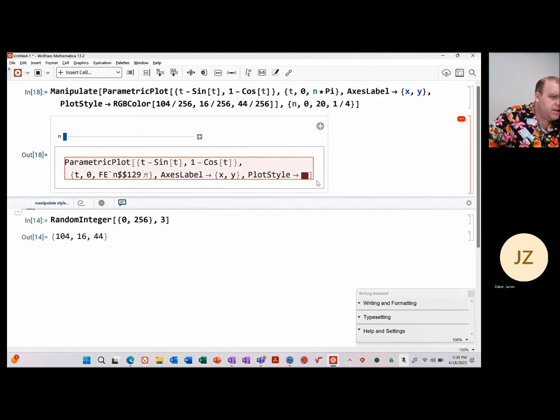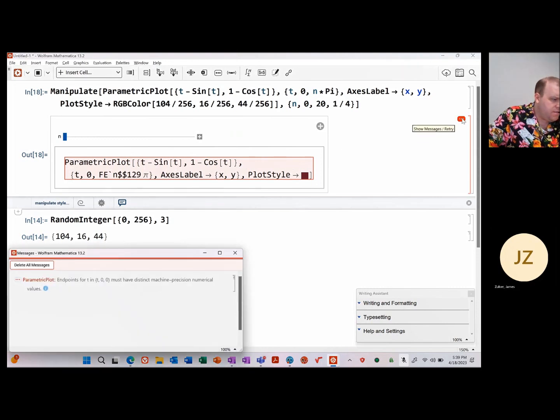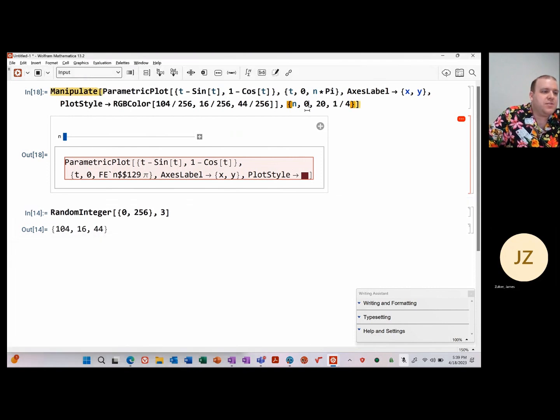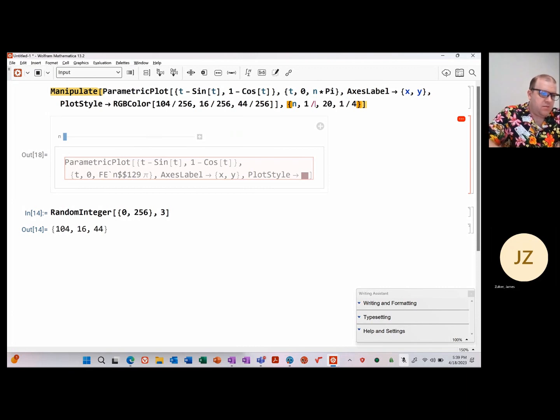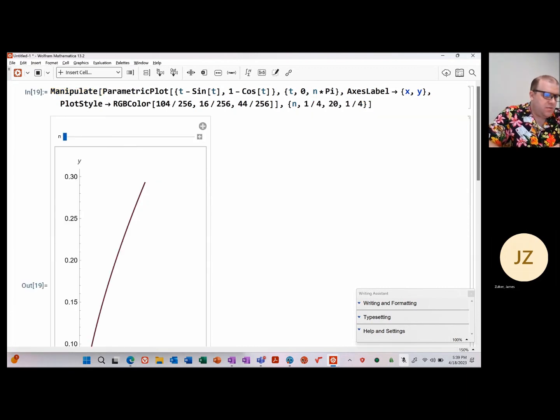So what does it not like? I think it doesn't like the fact that it's 0 to 0 for the first step. That would be my guess. That's sad. But I can't have it start at 0.